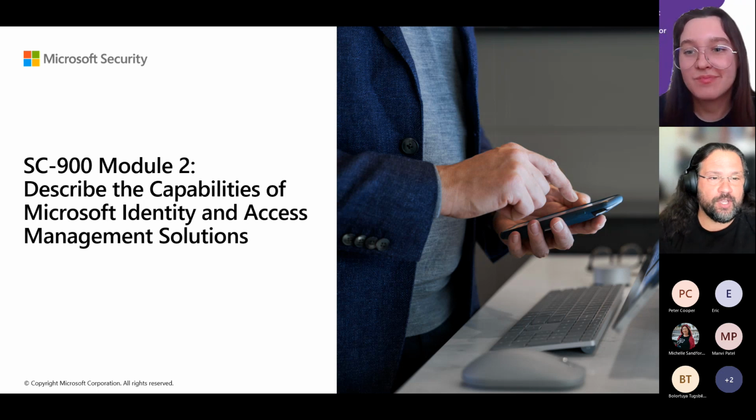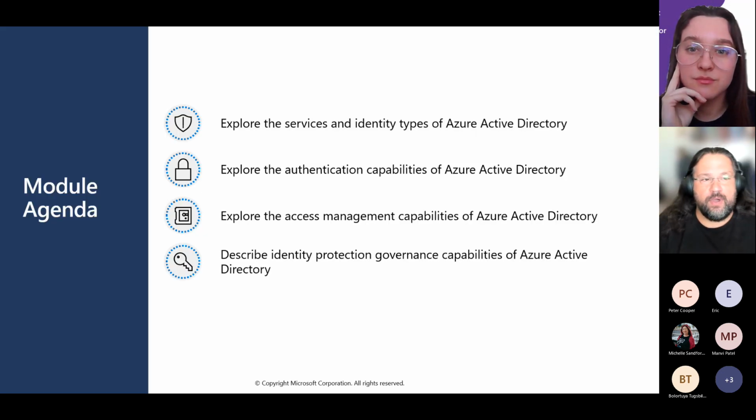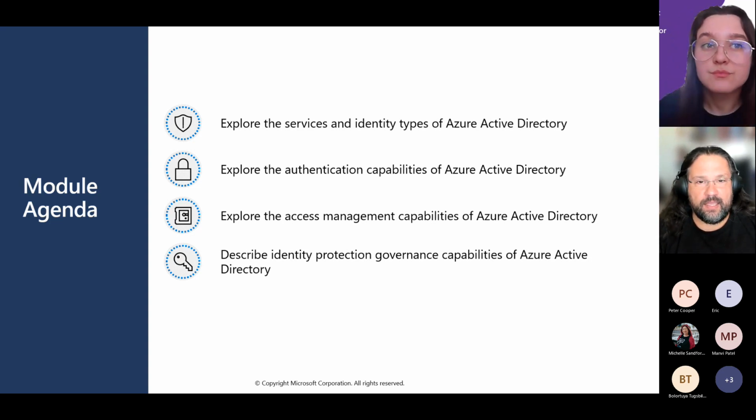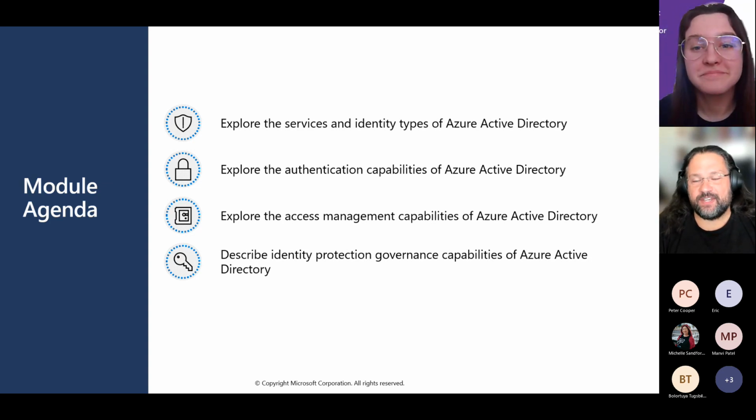So module 2, I'm going to talk a bit about the capabilities of the Microsoft Identity and Access Management solutions. Welcome. We've got 4 items in this module. So we're going to explore the services and identity types of Azure Active Directory. Cailin was just speaking about Active Directories. Active Directory is an IDP that she was mentioning earlier. We're going to explore the authentication capabilities of Azure Active Directory, explore the access management capabilities of Azure Active Directory, and describe identity protection governance capabilities of Azure Active Directory.